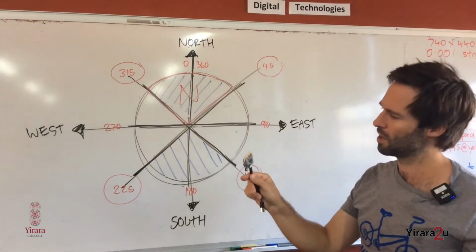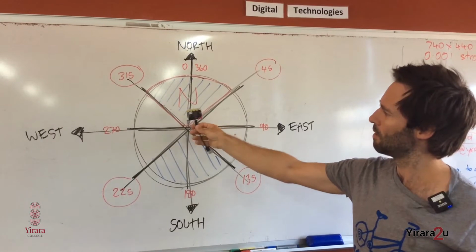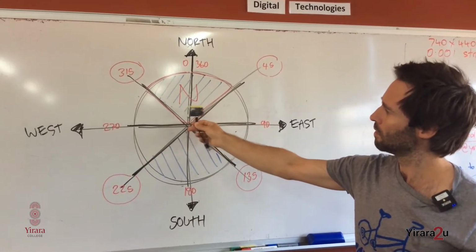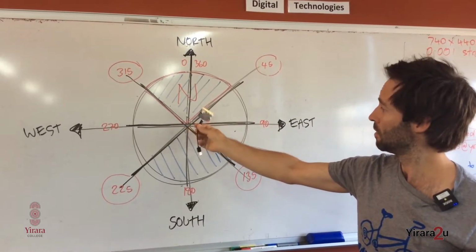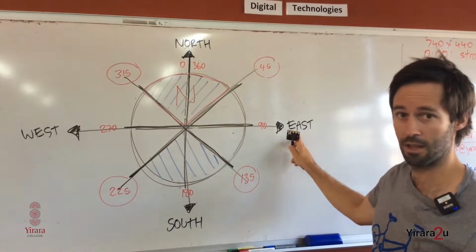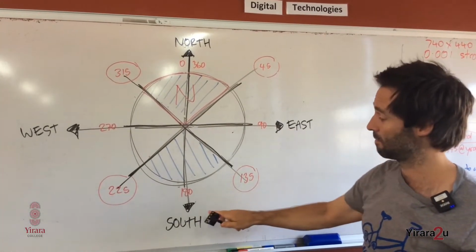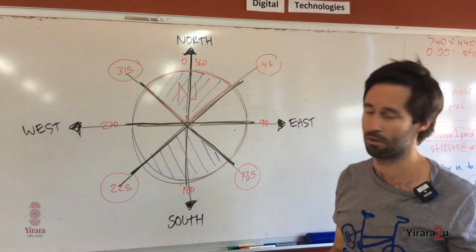Now, we're going to program our microbits. Whenever it's pointing north, it's going to display an N. Whenever it's pointing east, we'll display an E. And for south and west, it'll be S and a W.